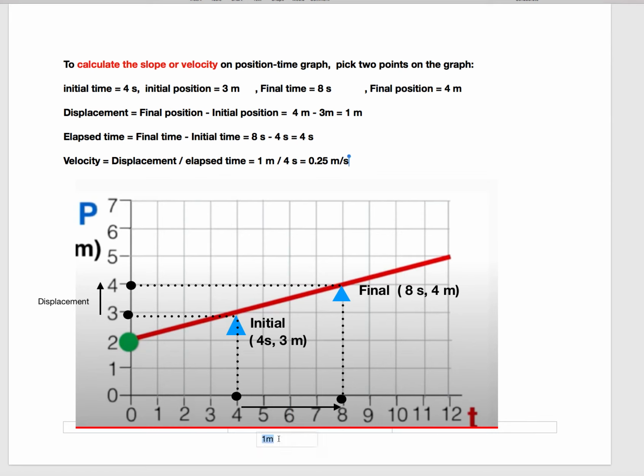That's supposed to be elapsed time. Let me fix this for a moment. So the velocity now is 0.25 meters per second.